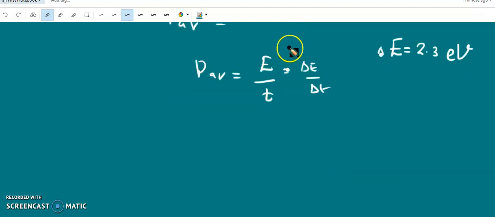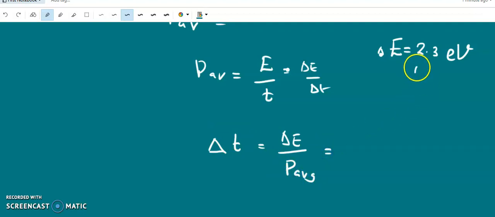Here E is given, and P average is known. Delta T is what remains to be calculated. Delta T is equal to delta E by P average, or E divided by P average. Delta E is nothing but the work function of the material. P average is nothing but the intensity multiplied by area. Using this expression, you can easily calculate the time interval needed for absorbing the electromagnetic radiation.